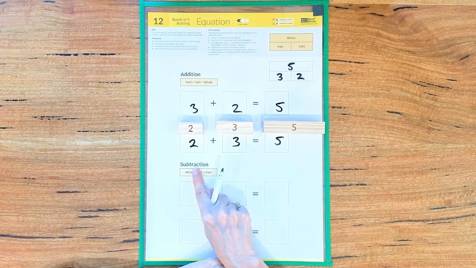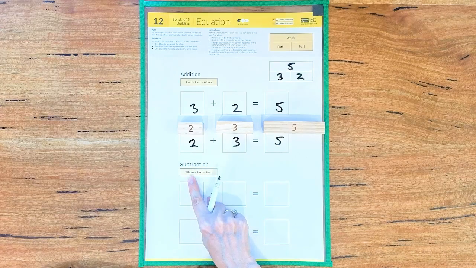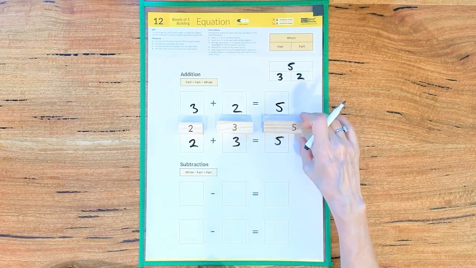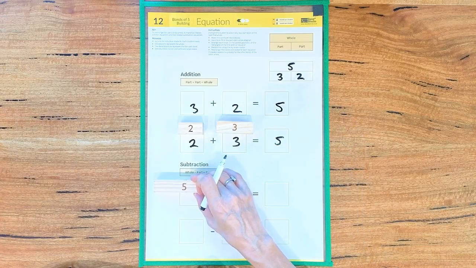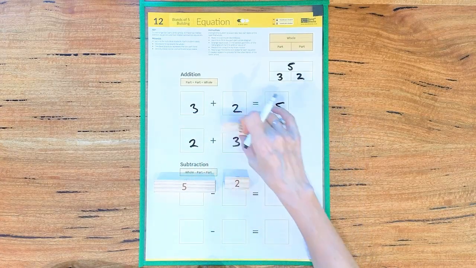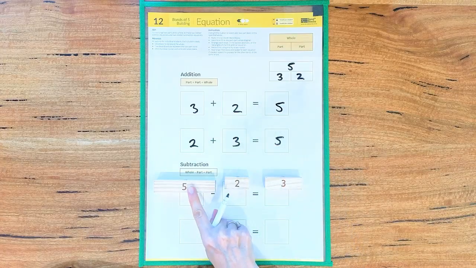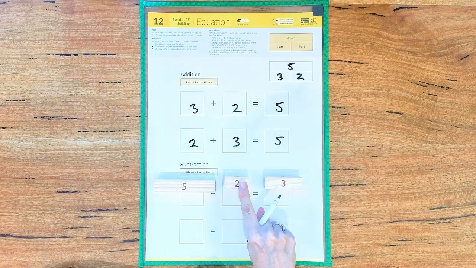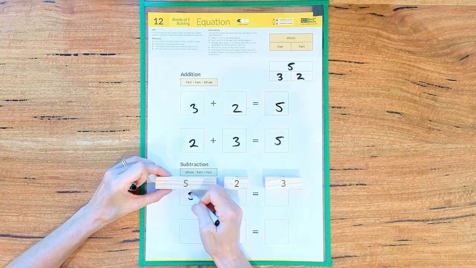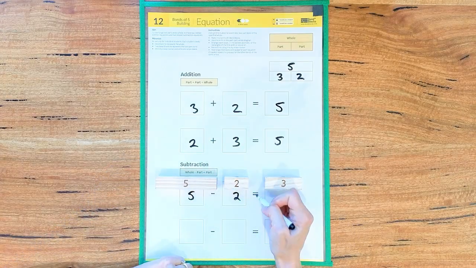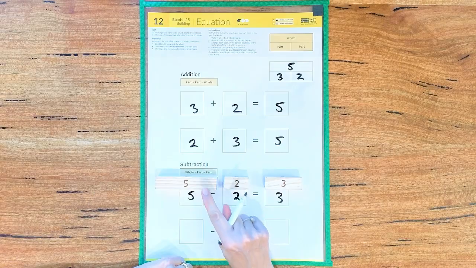When I move to subtraction, I need to remember the whole is in a different position. For subtraction, the whole is in this position, and then we have the parts. So it's whole subtract part equals part. 5 subtract 2 equals 3.